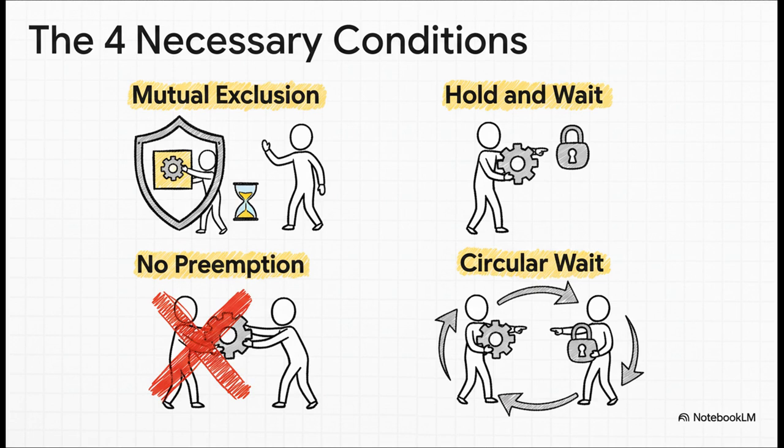And finally, the real kicker, circular wait. This is the linchpin. It's where thread A is waiting for something held by thread B, but thread B is waiting for something held by, you guessed it, thread A. It's a perfect, unbreakable circle of waiting.